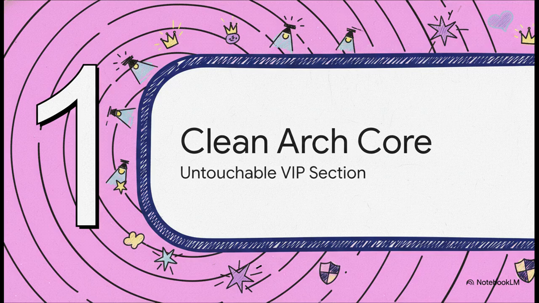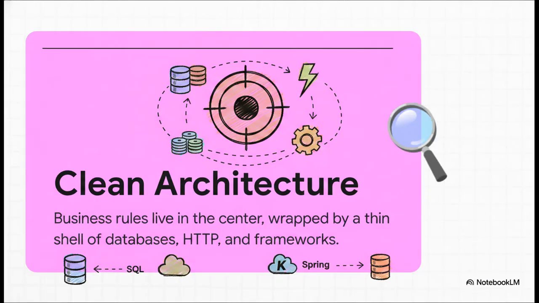Section 1. The Clean Architecture Core. The Untouchable VIP section. So in clean architecture, the absolute rules of your business live right in the dead center. This is the untouchable VIP section of your app. This pure domain layer is wrapped by a really thin, replaceable shell of databases, HTTP routing, JSON parsers, and frameworks.